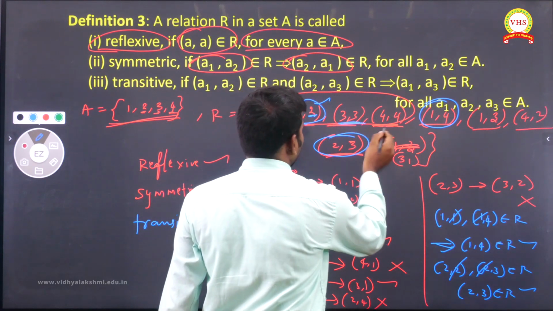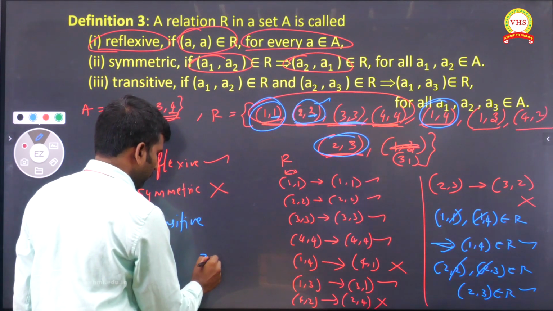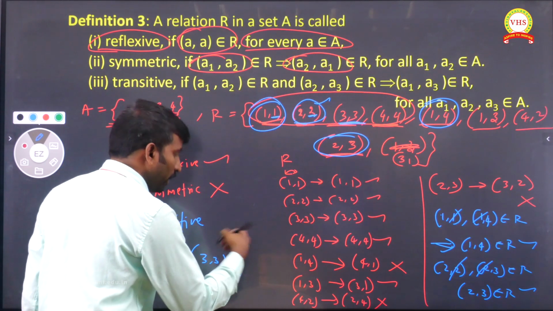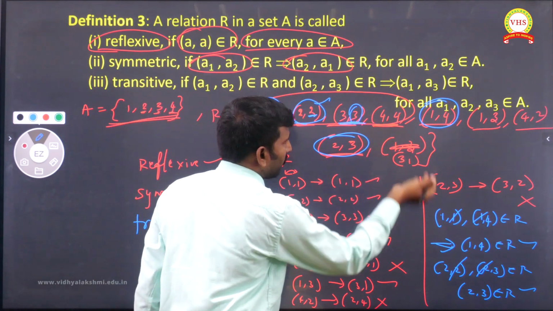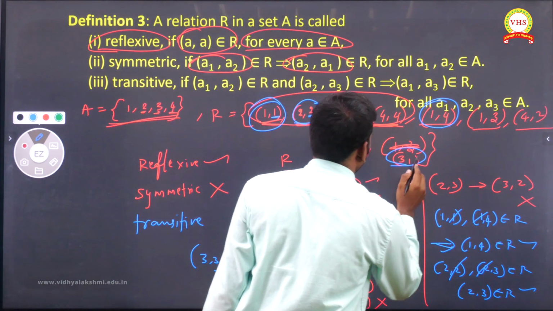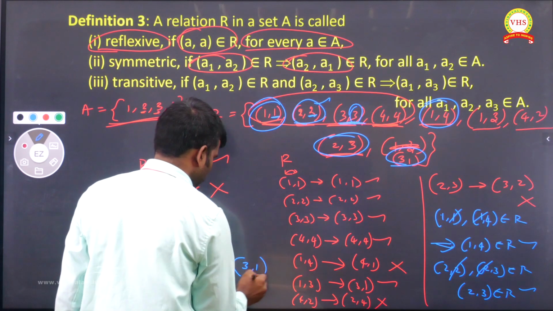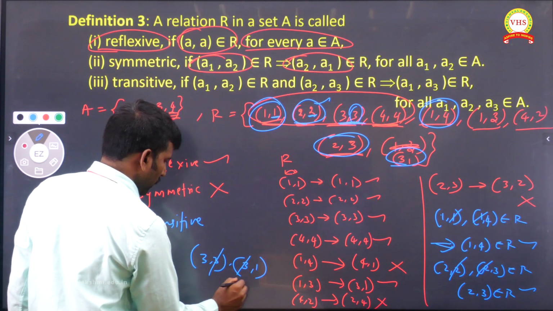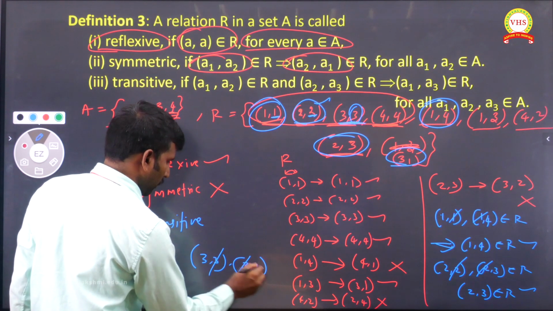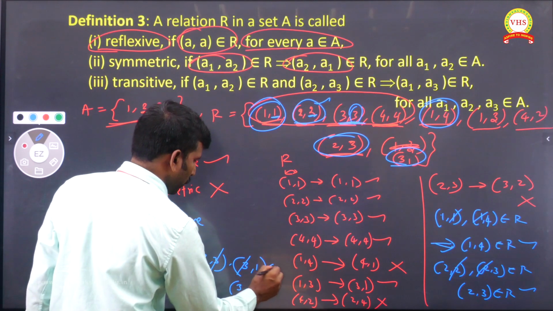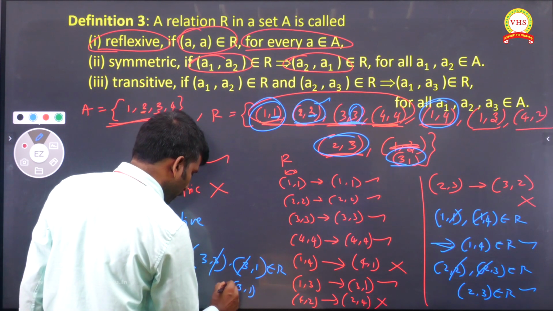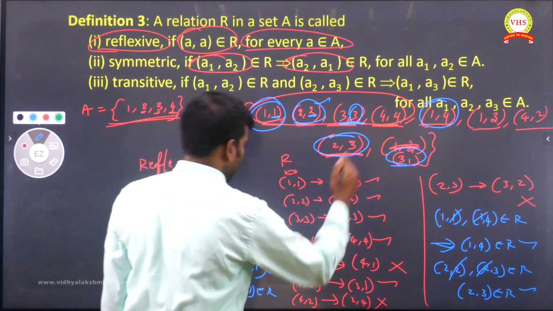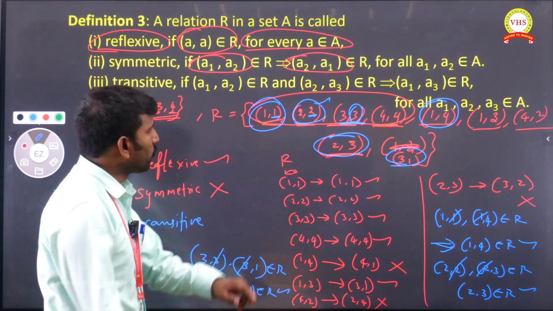Next (3, 3). If you take (3, 3), starting with 3 you need one pair, because the end term is 3 and you need the one starting with that. Here what we have is (3, 1). So from (3, 3) and (3, 1), what should you have? (3, 1) should belong to R. This also belongs to R. Then we have it here, this also okay. Like that you should check.